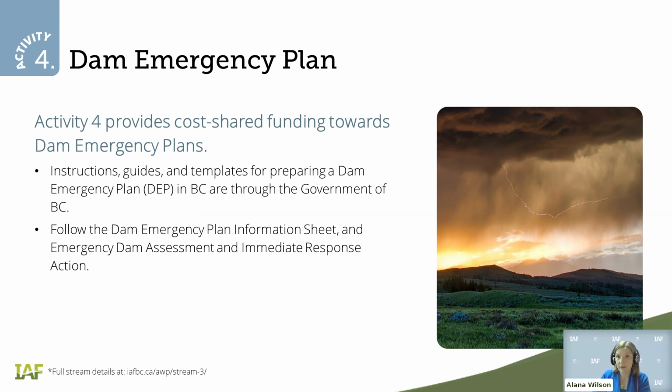Activity 4 provides funding towards completing dam emergency plans. The instructions for preparing a dam emergency plan in BC are available on the Government of BC's website. Links to the plan are available on the AWP Stream 3 webpage.